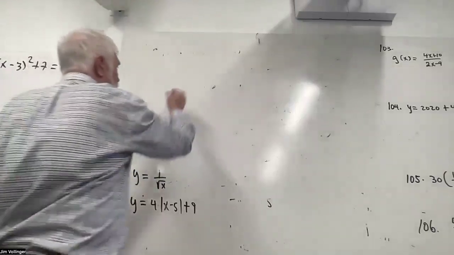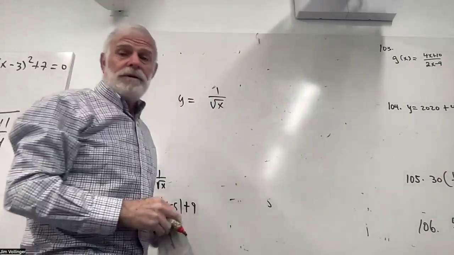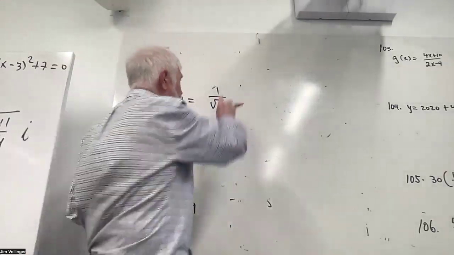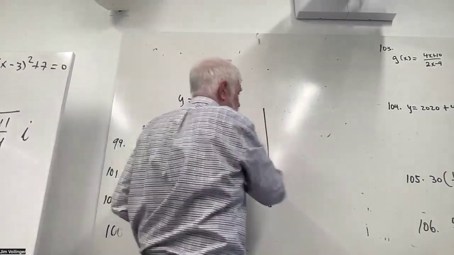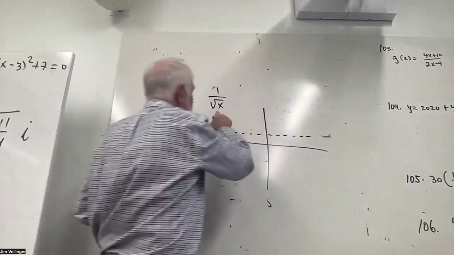Now we're graphing y equals 1 over the square root of x. I threw a little monkey wrench in here. All right, you really got to think about this. You got to really think about what the graph of y equals 1 looks like. I'll use a dotted line. The square root of x.